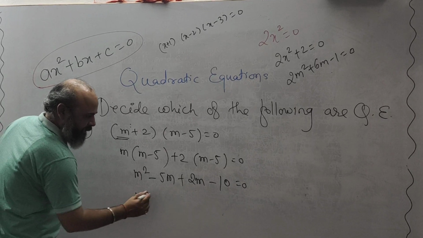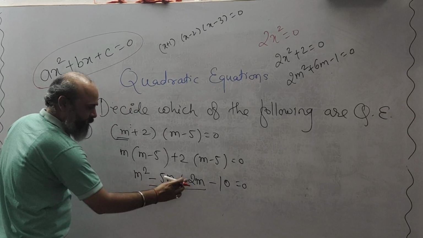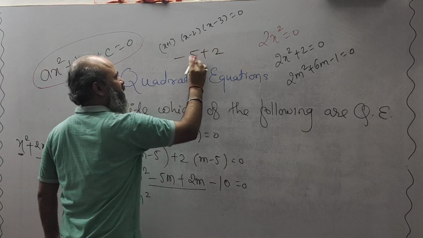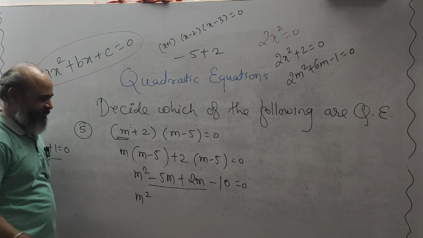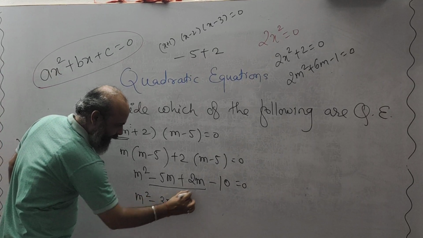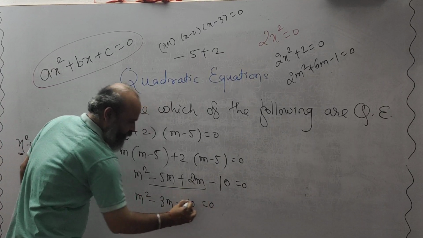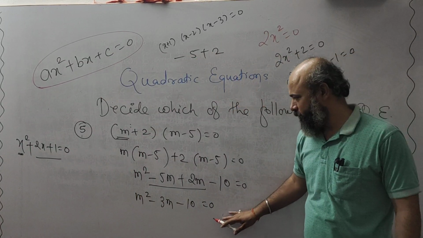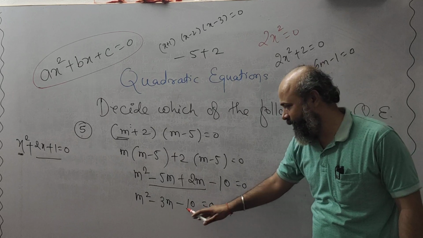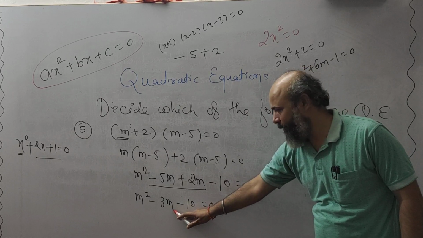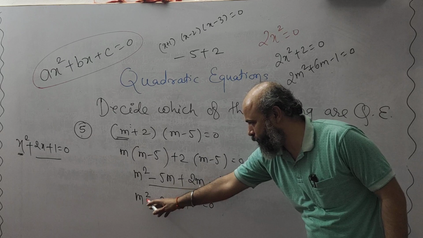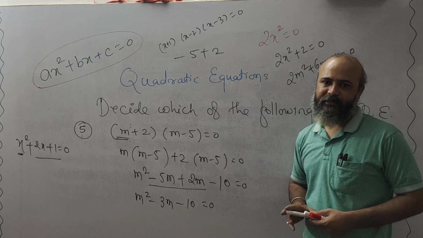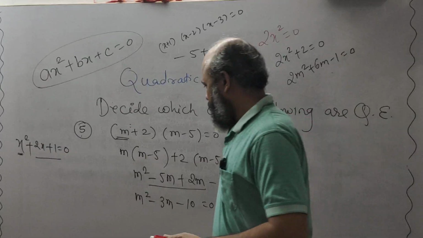Therefore m square, this is the what, student? Minus 5 plus 2. Minus 5 plus 2 is what? Minus 3. So m square minus 3m minus 10 is equal to 0. Now student, when you observe this expression, this is what? Quadratic equation in variable m, and the highest degree of the variable is 2. Therefore the given equation is a what? Quadratic equation. Clear?